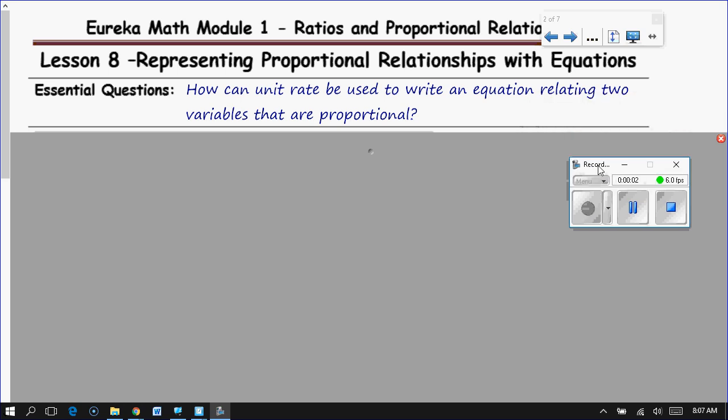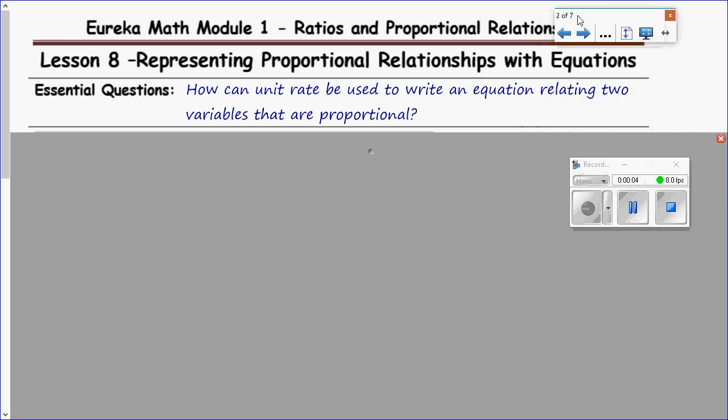Hello, this is Module 1, Lesson 8. We are representing proportional relationships with equations. So write down your essential question: How can unit rate be used to write an equation relating two variables that are proportional? You can go ahead and pause it and write that down if you need to. Otherwise, we're going to go ahead and get started.